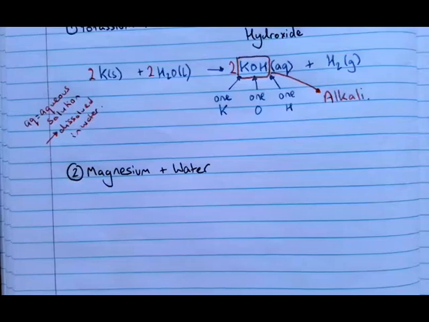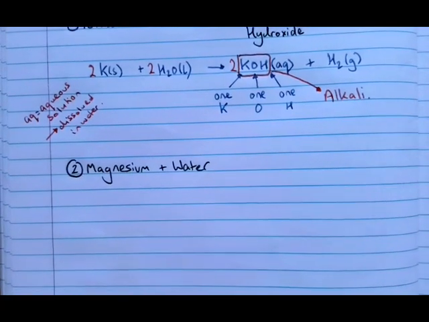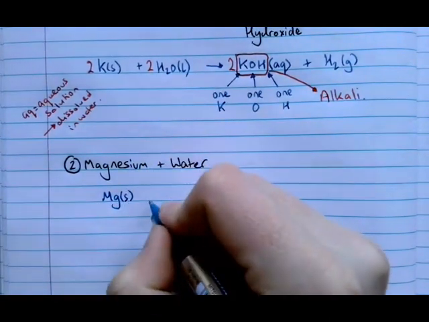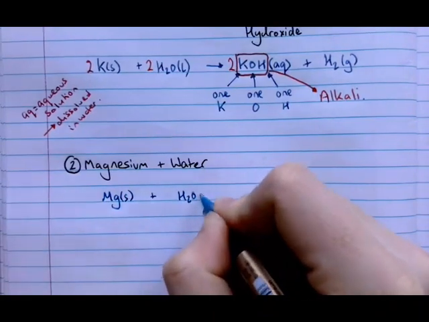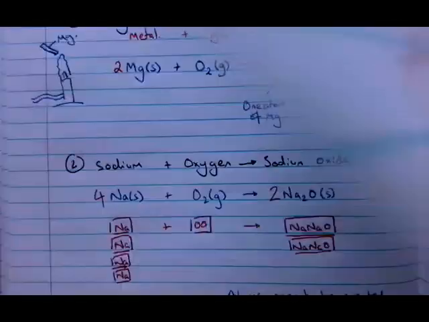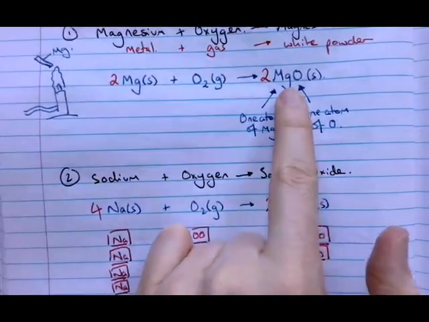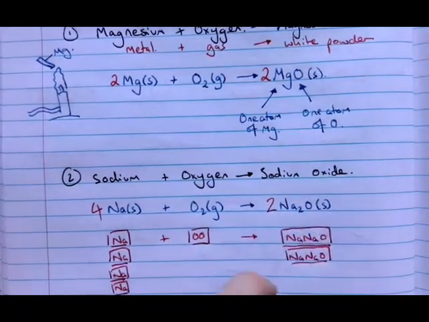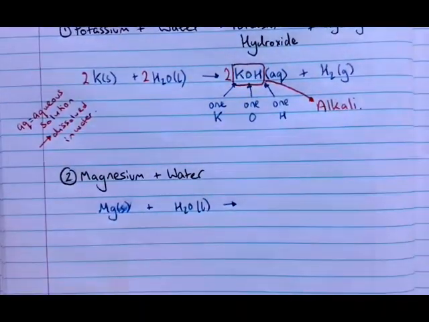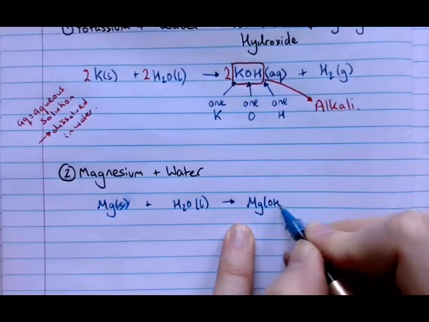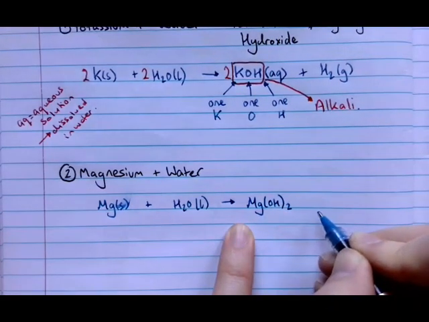Let's do magnesium with water. So again, it's going to be magnesium plus water. Now remember from last lesson when we talked about the difference, we had magnesium oxide was MgO and sodium oxide was Na2O. All right, so the same thing happens with these hydroxides. So I am going to make magnesium hydroxide. However, the formula for magnesium hydroxide is Mg(OH)2. Now what does that mean?